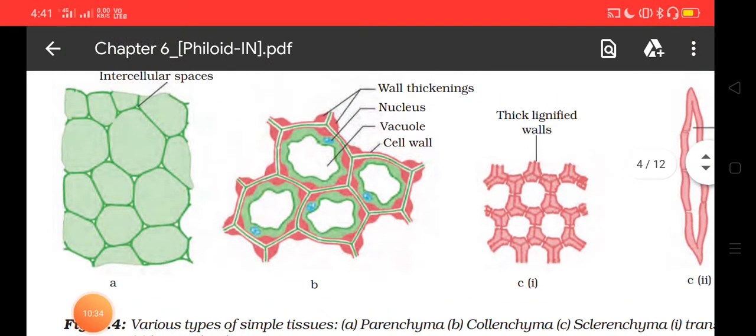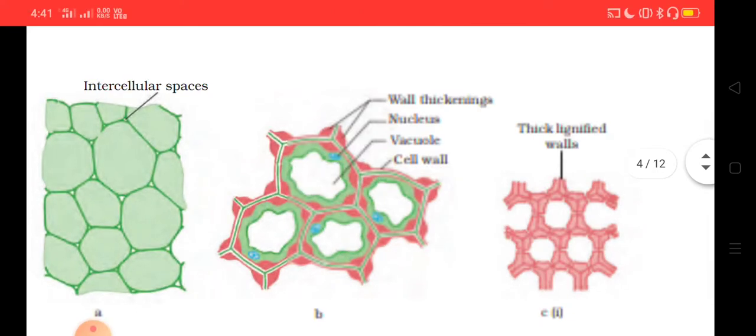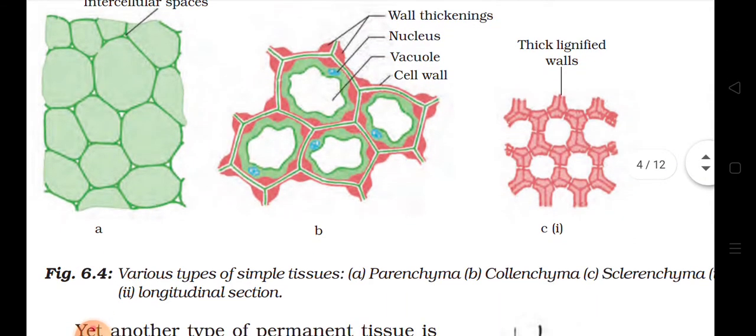Now the next one is the collenchyma. Collenchyma has wall thickening, thick walls at the corners. The nucleus is there. Vacuoles are found in it, whereas parenchyma does not have vacuoles. What is the function of a vacuole? The function of a vacuole is to store food particles. And it contains a cell wall also. The cell wall is made up of chitin.